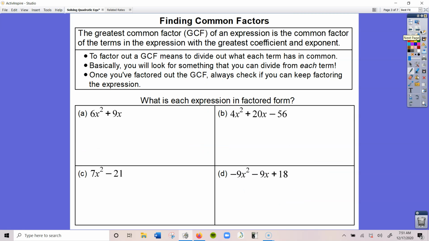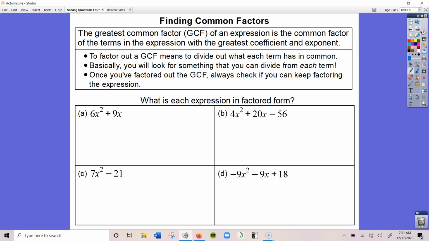Now, just like what we did with the negative, how I factored that out first, you'll see that all of these quadratics have something written in front of the x squared. So what we can do in these cases is factor out whatever we can if every term has that greatest common factor. So to factor out a greatest common factor means to divide out what each term has in common. Basically, you will look for something that everything has.